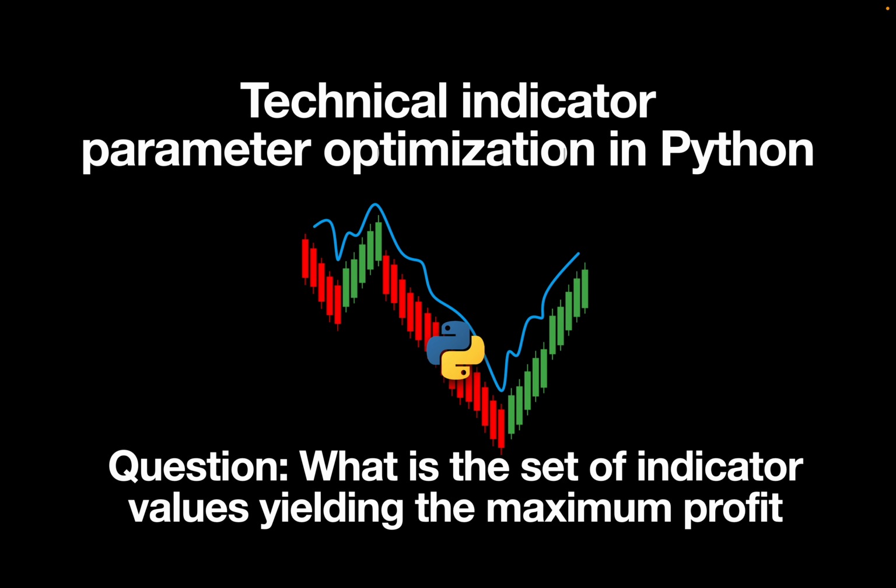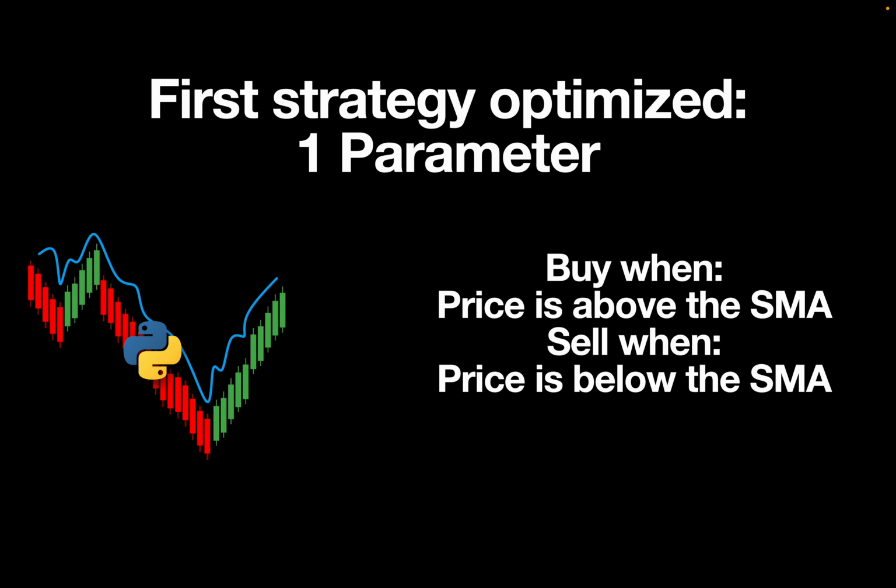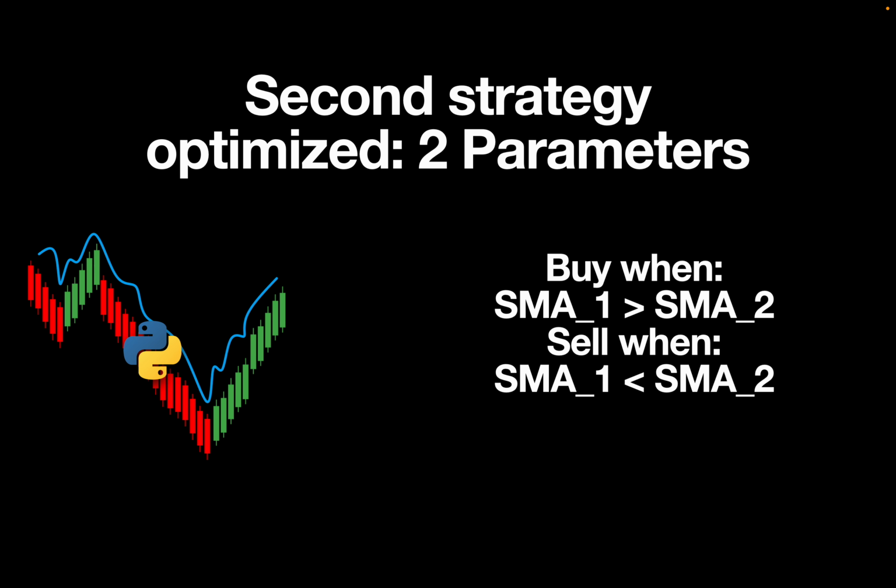Hello and welcome. In this video we are using Python and some optimization techniques to answer the question, what is the set of indicator values yielding the maximum profit of a trading strategy? We are starting with a one parameter strategy, which is simply buying when the price is above the simple moving average and selling when the price is below the SMA. So the only parameter to optimize is the SMA. Then we are moving on to a two parameter case, which is buying when the first SMA is above the second SMA and selling vice versa.